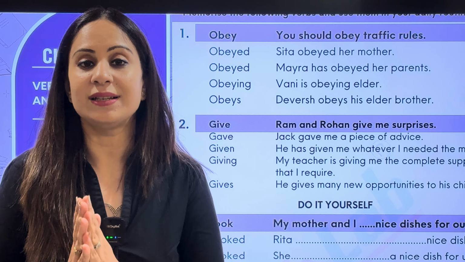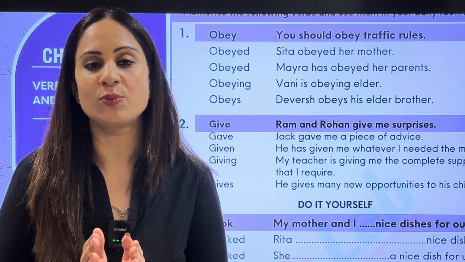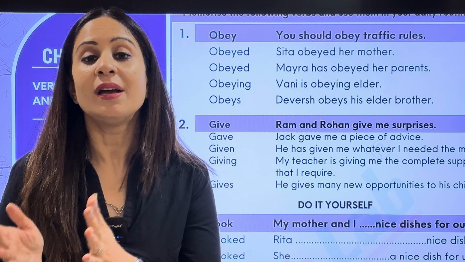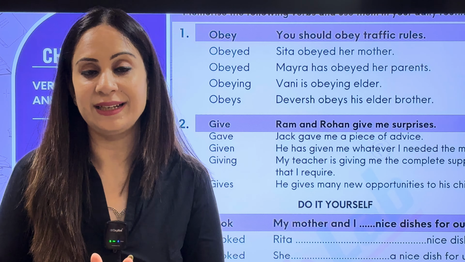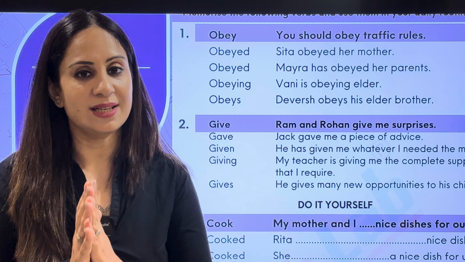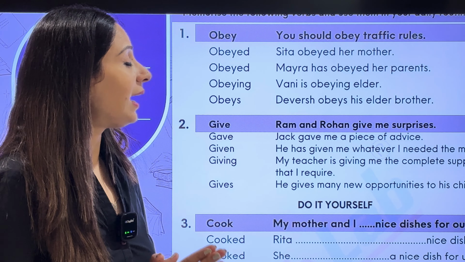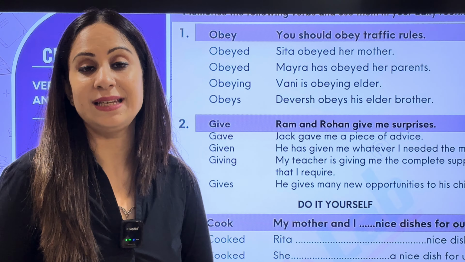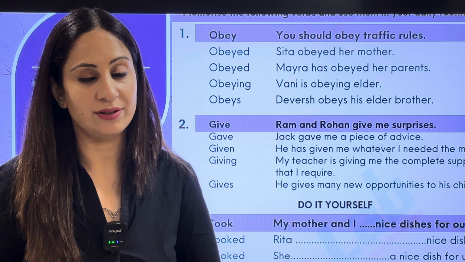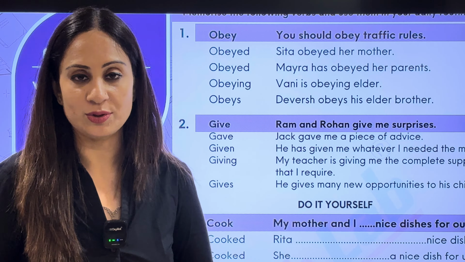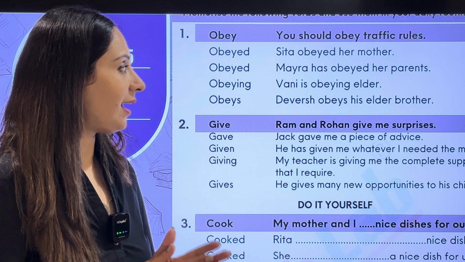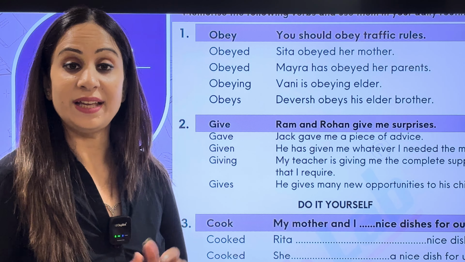Past means in the timeline, which means actions which have happened in the past. We are not talking about any action right now, but in the past. We use the second form of the verb. Let's see the sentence. Sita obeyed her mother, which means Sita followed her mother. She agreed to what her mother wanted to say to her. So Sita obeyed her mother in the past.